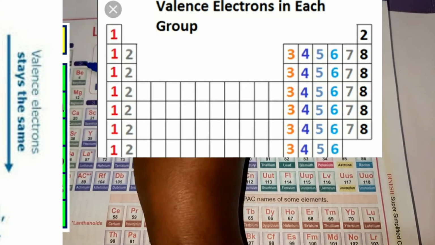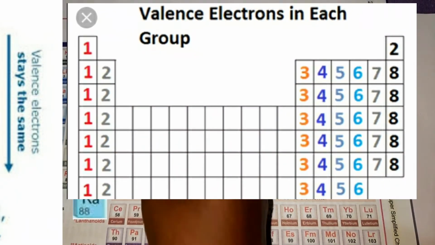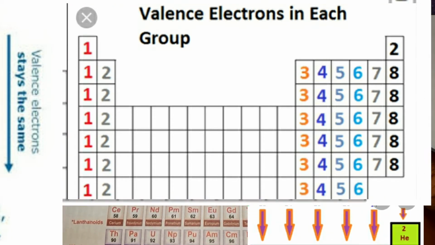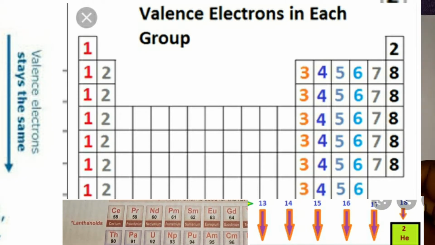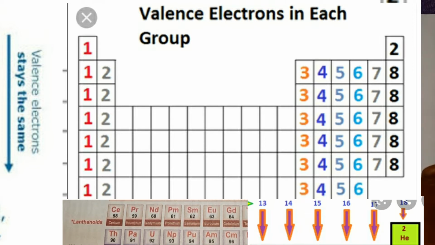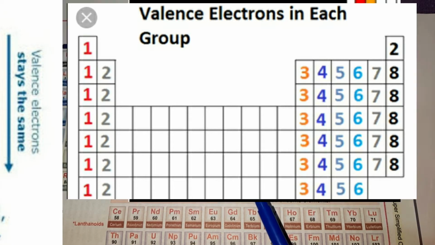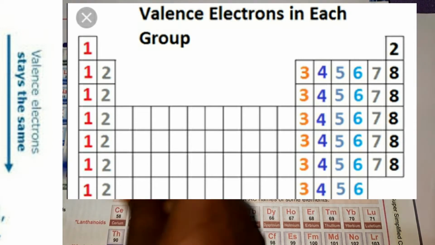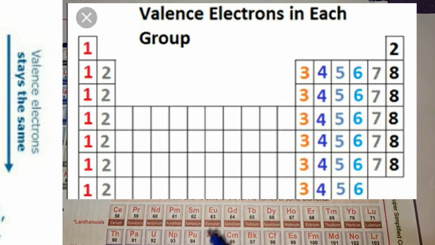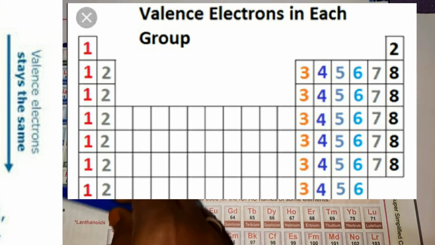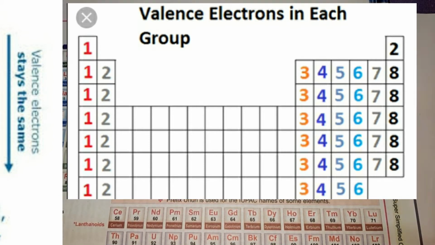In the same way, for the second group elements, the number of valence electrons will be 2. For the 13th group elements, the number of valence electrons will be 3. 14th group, 4. 15th, 5. 16th, 6. 17th, 7. 18th will be 8 electrons, children. Thus elements in a group show similar chemical properties. You all understood, children? The valence electrons in each group are similar, therefore these elements have similar chemical properties. So each group will exhibit similar chemical properties.